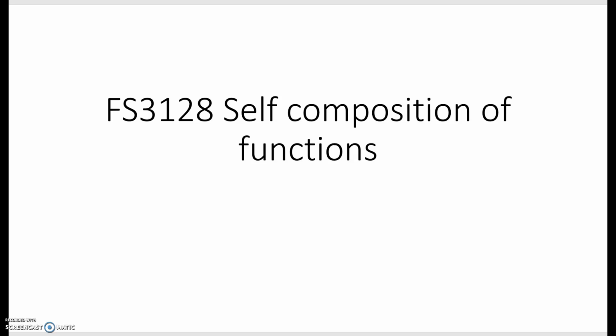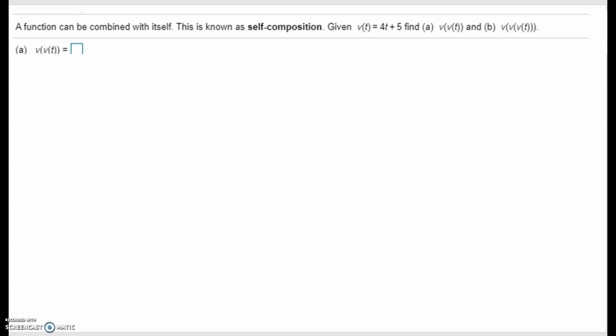This is a very short video on self-composition of functions. A function is just something that you put an input into. So what this function called v means is it takes the input t, whatever your input is, and it adds 5. So if your input is t, then it becomes 4t plus 5.